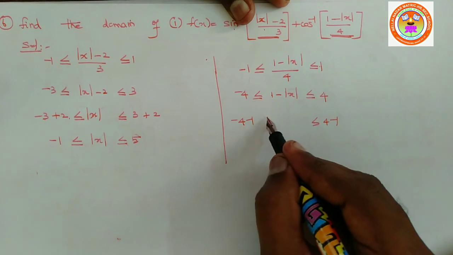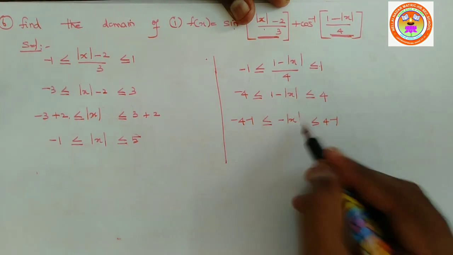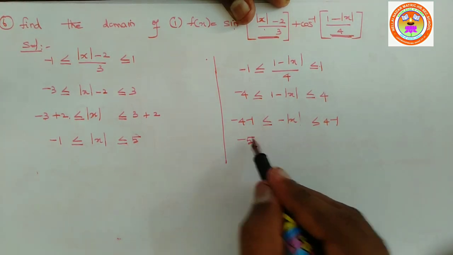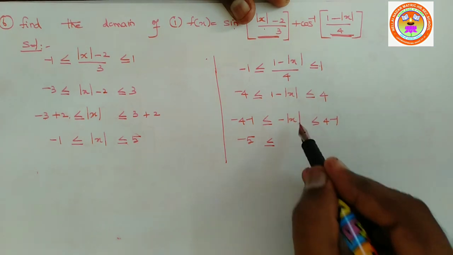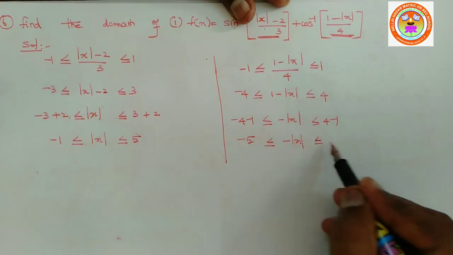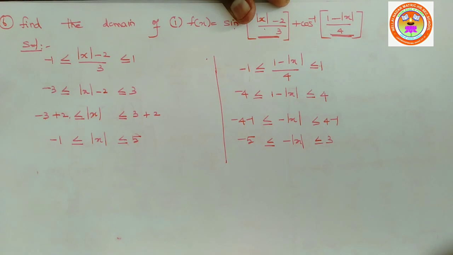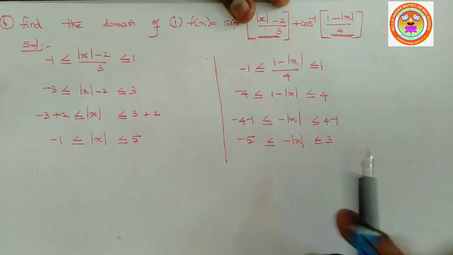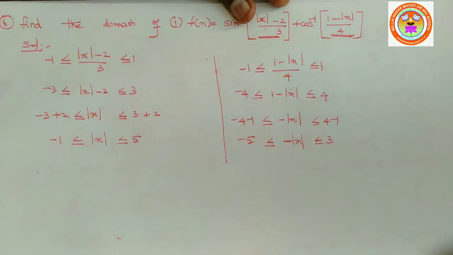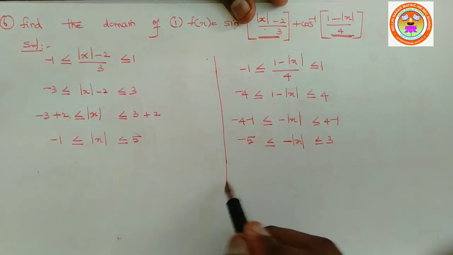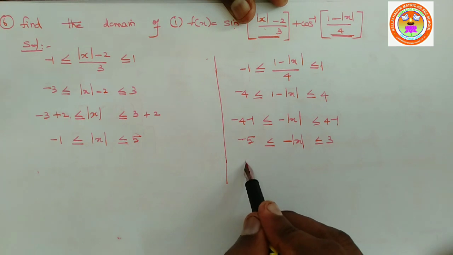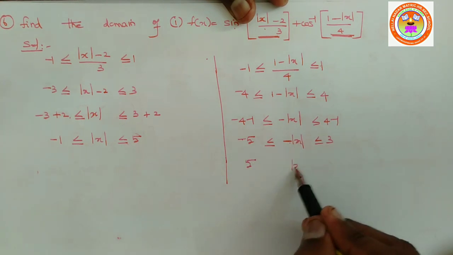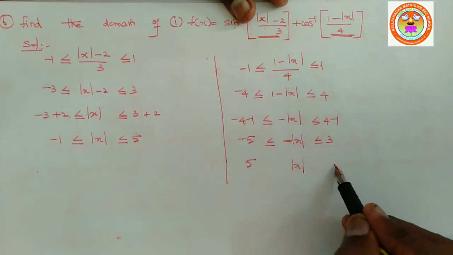So remaining is minus modulus of x. Minus 4 minus 1 is minus 5, less than or equal to minus modulus of x less than or equal to 3. Check carefully whether minus 5 is less than or equal to 3. Yes, but still minus is present. I need to remove the minus. To remove the minus, this minus must become plus.